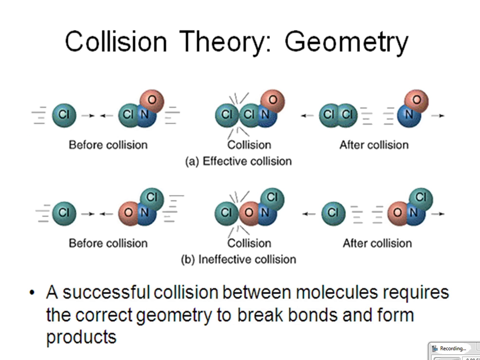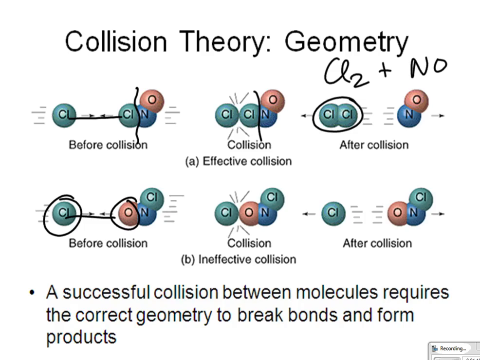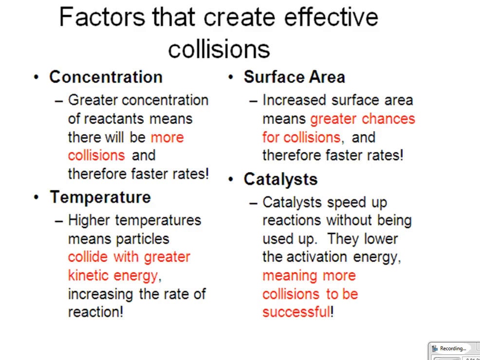Collision theory, the geometry part of it, the geometry is kind of like this. If chlorine and chlorine slam together, the bond between nitrogen and chlorine is broken, and then you form products of Cl2 and NO. That would basically result in a chemical reaction, because when they slam together, the bonds break. If Cl slams into oxygen, it is an ineffective collision because the bond basically doesn't break, so ultimately you have no chemical reaction. Now, there's a space for you to copy this down.